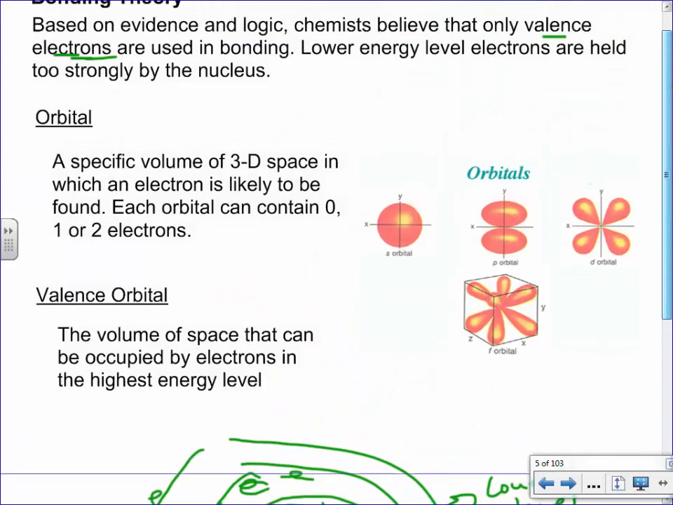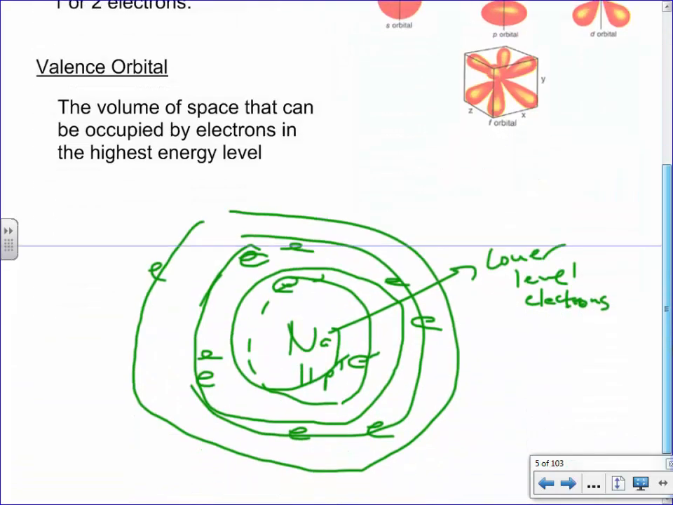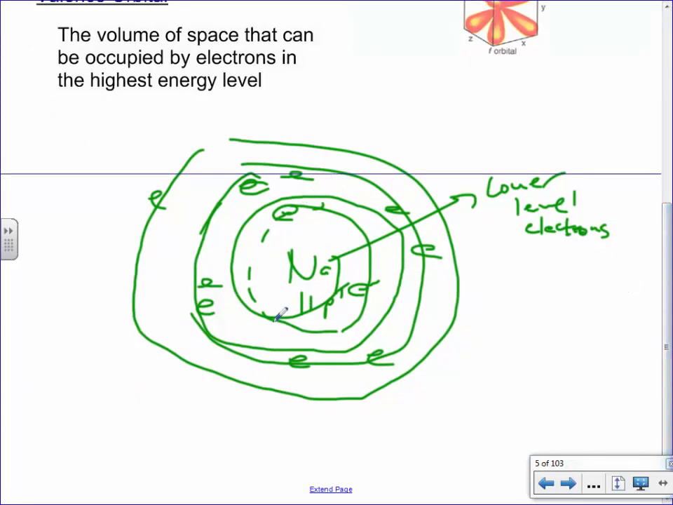So the word I need you to know is valence electrons. You know this vocabulary, right? Valence electrons, just the outermost level. So we believe only those ones matter. And here's another reason why. We believe that the lower electrons are actually held by the nucleus a little bit too strongly. Think about this for a second: why do all of these electrons not just fly away and go wherever they want willy-nilly?